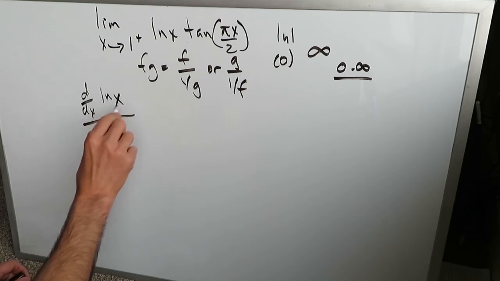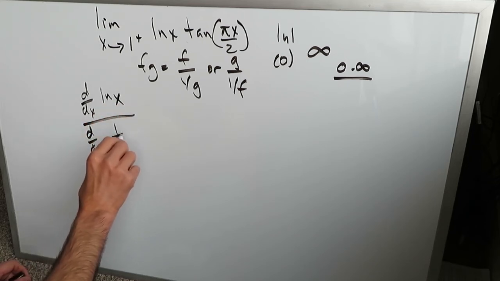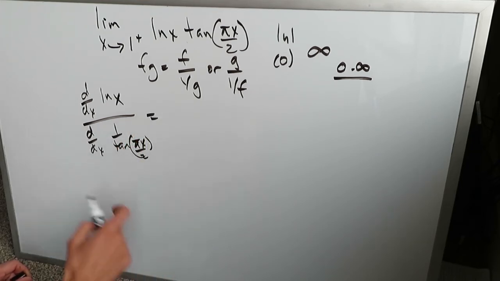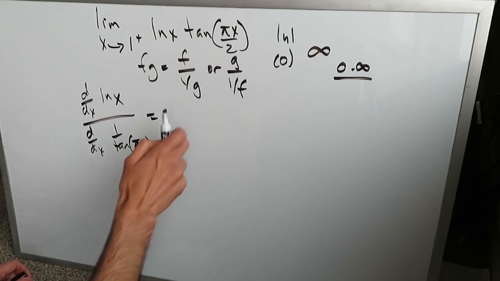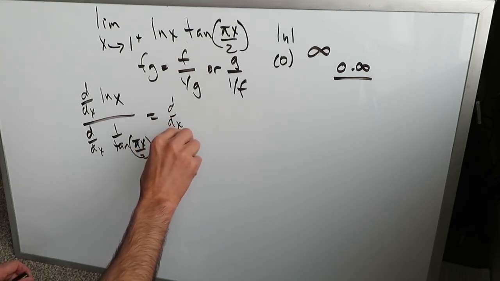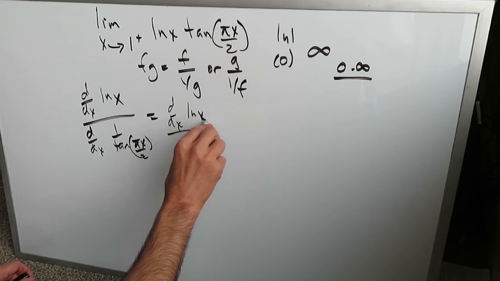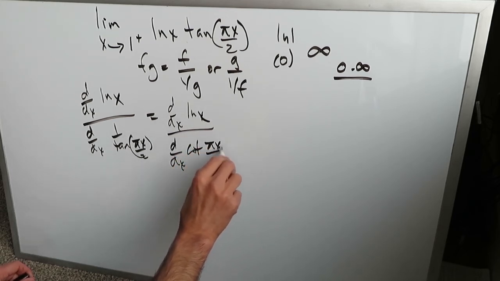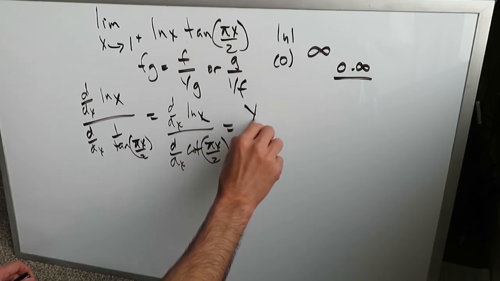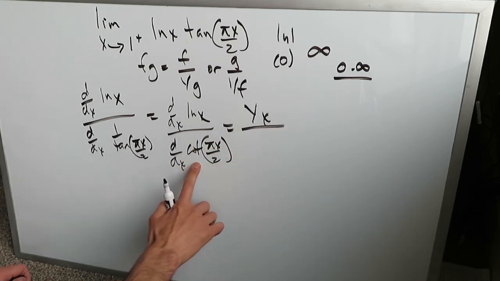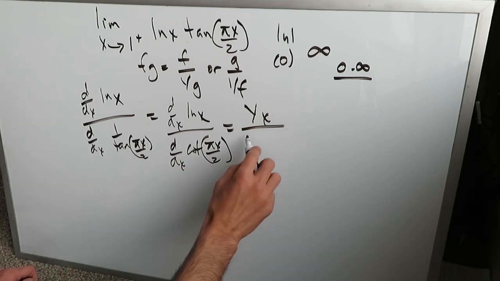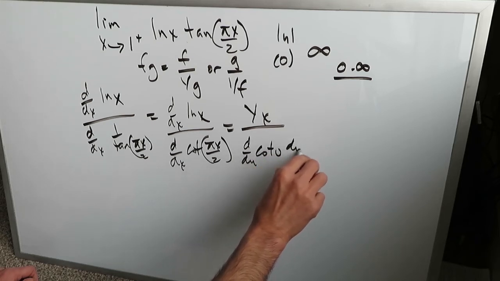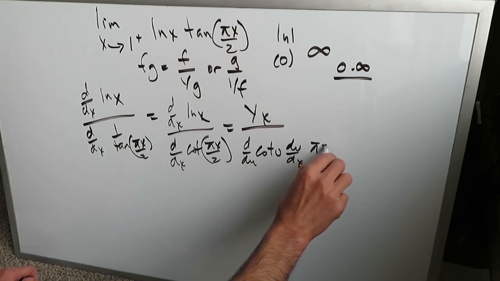Natural log x in the numerator, and I'm doing d over dx of 1 over tan pi x over 2, which you can rewrite as cotangent because the reciprocal of tangent is cotangent, right? You'll have d over dx here, natural log x, and then this becomes derivative of cotangent pi x over 2. 1 over x here stays in the numerator. In the denominator we have a chain rule over here. We will have d over du cotan u, and then du over dx pi x over 2.